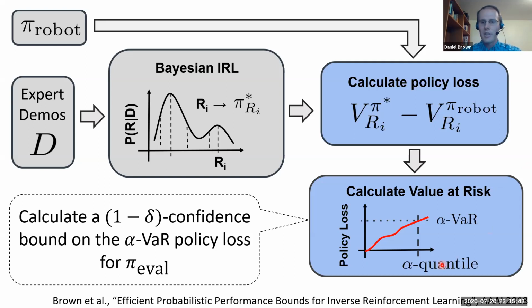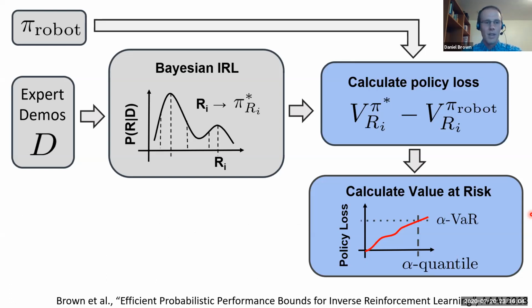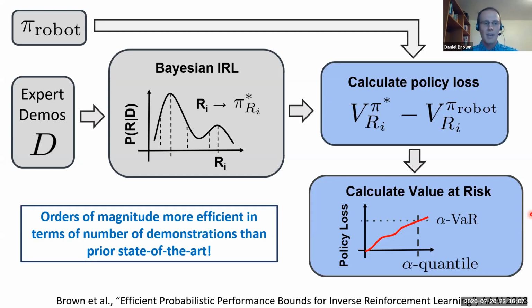We chose in our earlier work to use the alpha value at risk, which is a metric from finance, which is basically the alpha quantile. If alpha is high, say 0.95, this is going to find the 95th percentile worst case outcome. We can use this to come up with a high confidence bound on our value at risk policy loss for any evaluation policy. As I discuss in the research document as well as in the proposal, this results in orders of magnitude more efficiency in terms of number of demonstrations than prior state of the art. So it enables us to get tight confidence bounds on our performance given a limited number of demonstrations.